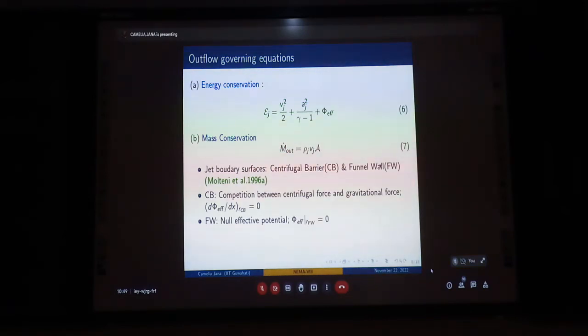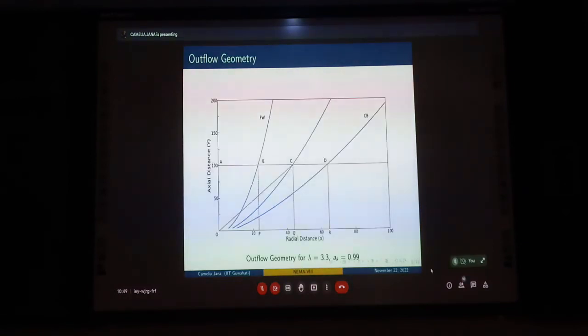Okay, so these are the two equations we will solve, and as I said, this outflow will be guided by the two boundaries. The centrifugal barrier is defined from the competition between the centrifugal force and the gravitational force, and the funnel wall is where the effective potential vanishes. So this is the numerically calculated outflow geometry. This is the funnel wall, this is the centrifugal barrier, and this middle line shows the jet line.